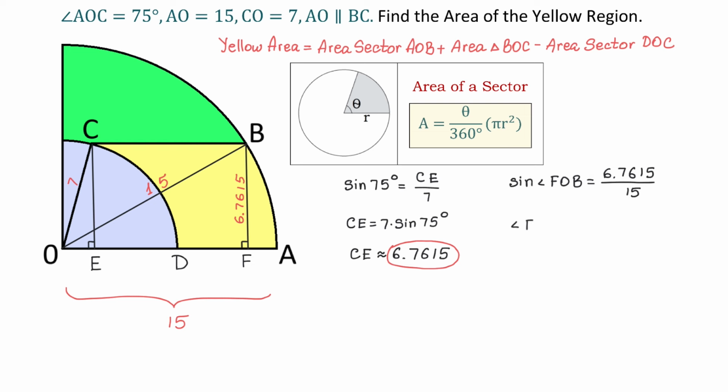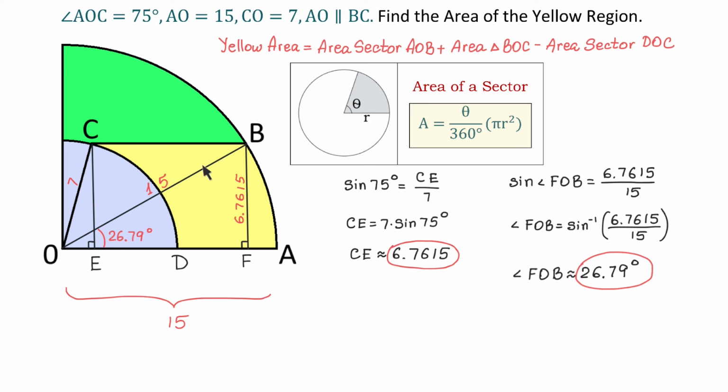Then the angle FOB equals inverse sine of 6.7615 over 15. Then again, if we use the calculator in degree mode, we will get that the angle FOB is approximately 26.79 degrees. And now, because the angle FOB is the same as the angle AOB, then we can write that the angle AOB is also 26.79 degrees. And now, once we know the angle, we can find the area of the sector AOB.